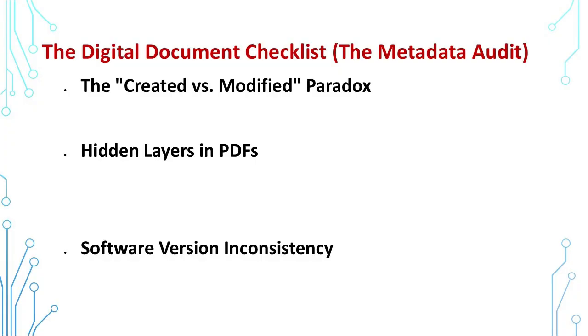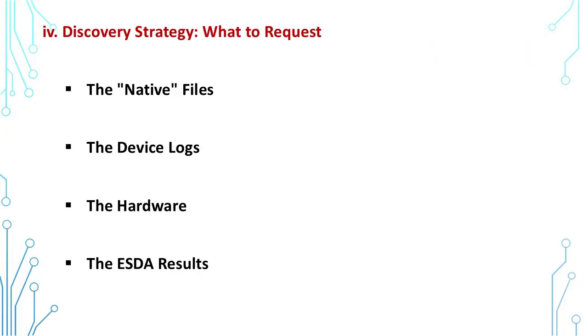Let's move on to discovery strategy, that is what to request. To give your forensic expert the best chance of success, your request for production should include the following: the native files, not just PDFs, but the original docs, XLS, that is Excel, email, and so on. Let the native file be requested.